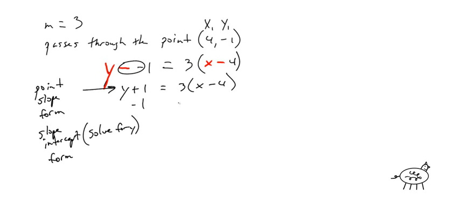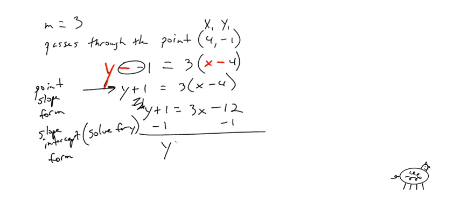So I'm going to subtract, well, actually, before I even do that, I have y plus 1. I'm going to distribute. So 3x minus 12, and then subtract 1 from both sides. So y equals 3x minus 13. Okay? That's pretty easy. But just remember, it's y minus whatever the value is, and x minus whatever that value is.